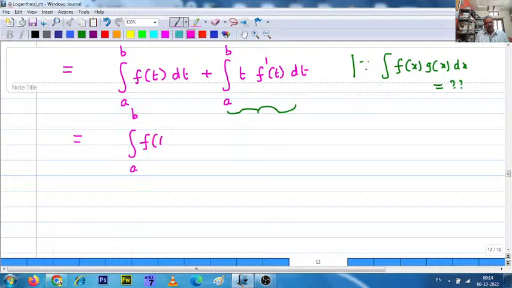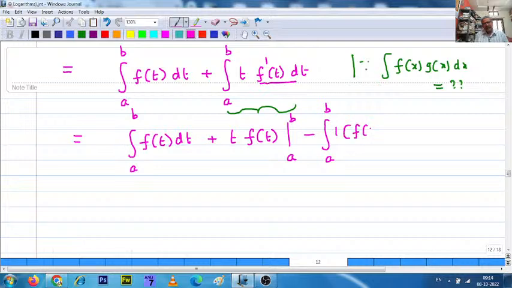f of t dt plus, t is the first function, and the integral of f dash t is f of t, and the limits we need to apply, that is a to b, and minus integral a to b, the differentiation of t is 1, and the integral of this part is f of t, again dt you need to write.